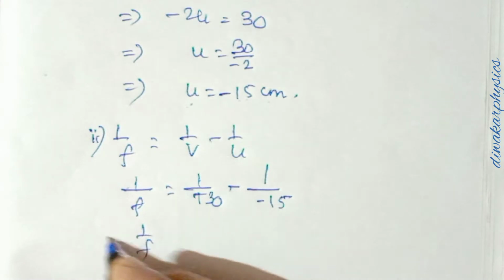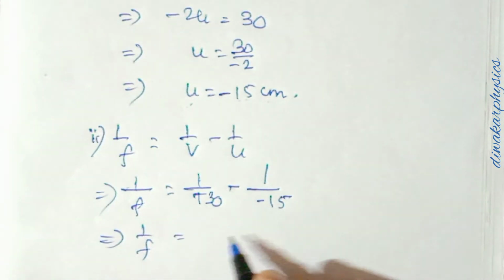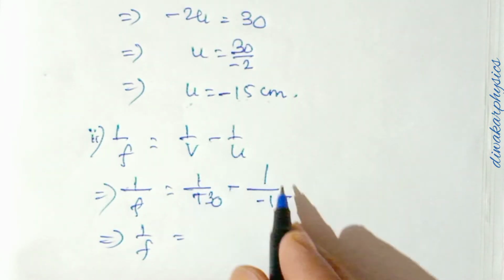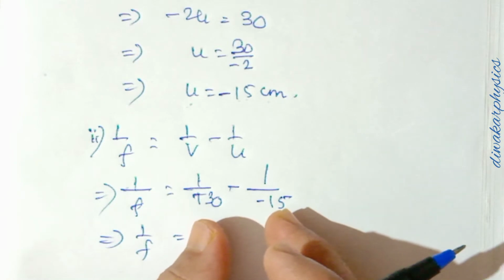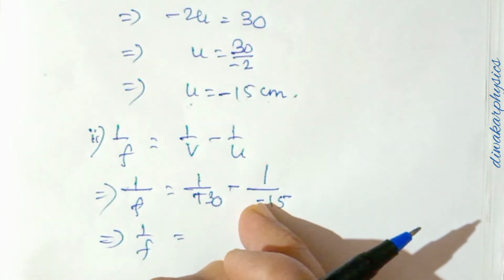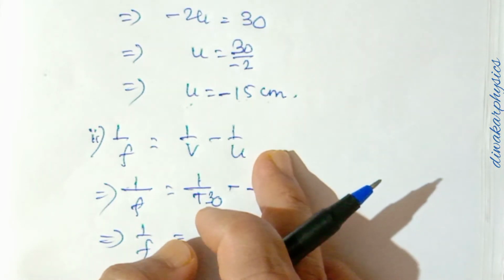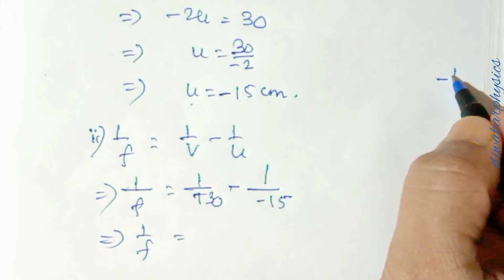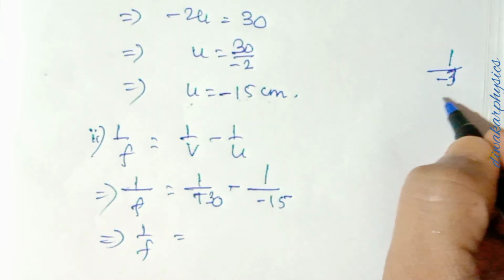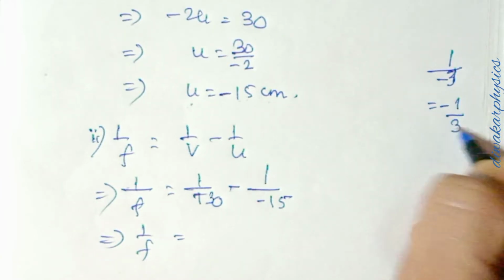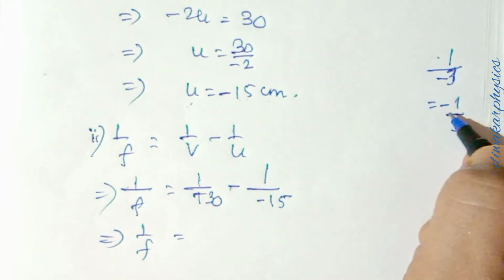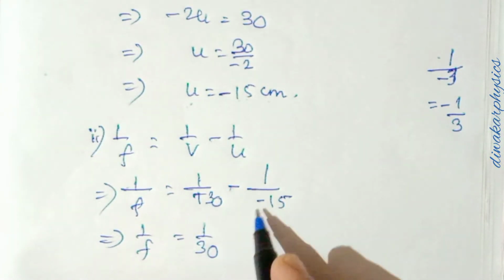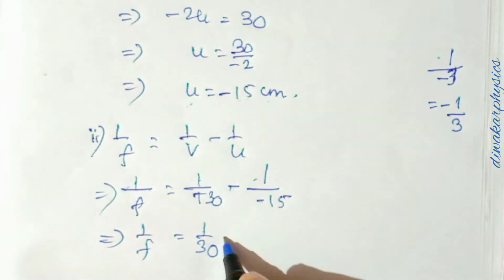So 1 by f equals to, so next, after substituting these known values, I suggest you take the negative signs from the denominator to the numerator. Because you see minus, 1 by minus 3 is minus 1 by 3. So you can take this minus here, no problem, without changing the value. So 1 by 30, no problem. Then if you take the minus up, then minus minus is plus. So 1 by 15.